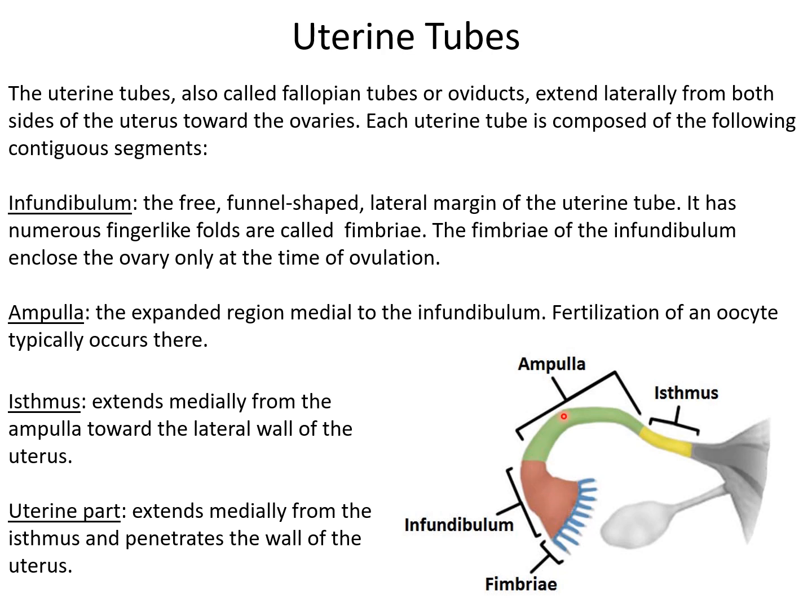So then the next portion is called the ampulla. This is the middle extended region. If fertilization of that oocyte is going to take place, it's going to happen within the ampulla of the uterine tube. Then you have the isthmus. The isthmus is extending medially towards the uterus. And then you can't see it here, but the uterine part is the part that actually opens up into the uterus.